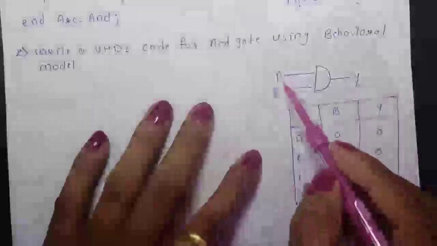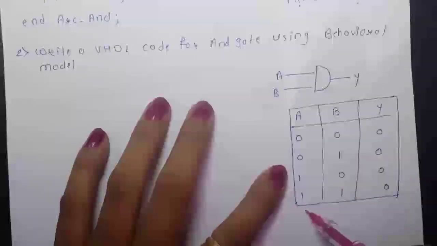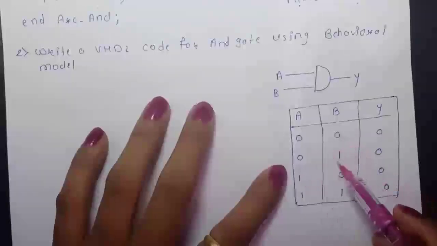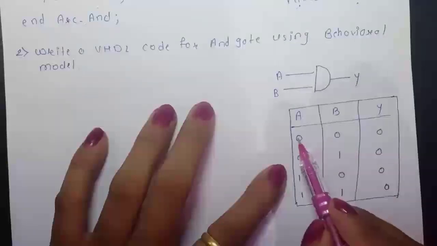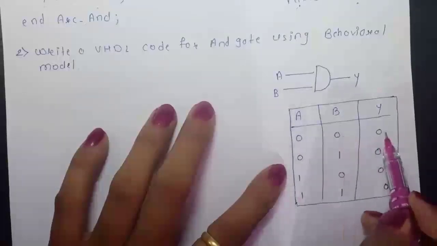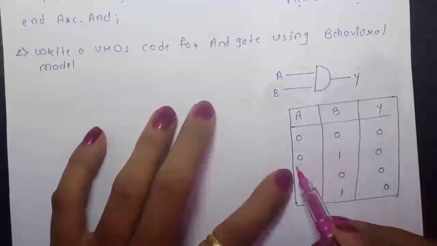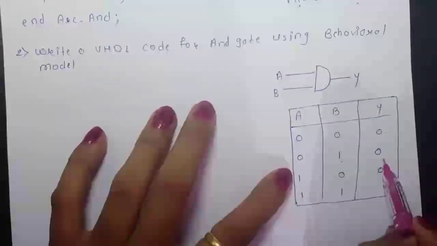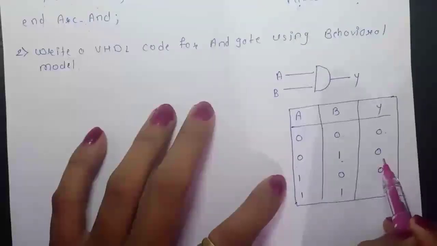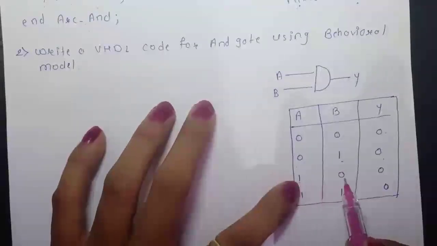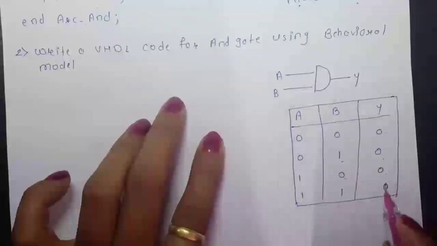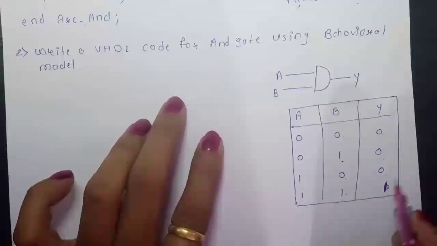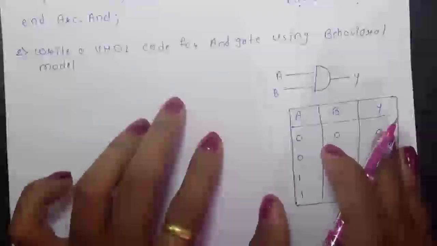Two inputs means there are four possible combinations for input, that is 00, 01, 10 and 11. If both the inputs are 0, then my output should be 0. If A is 0 and B is 1, then the output will be 0, because it is an AND gate. If A is 1 and B is 0, then my output will be 0. And if both the inputs are 1, then only my output should be 1. So this is the truth table for the AND gate.